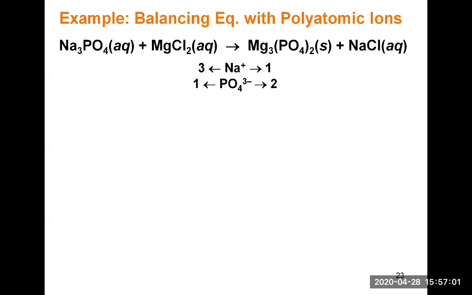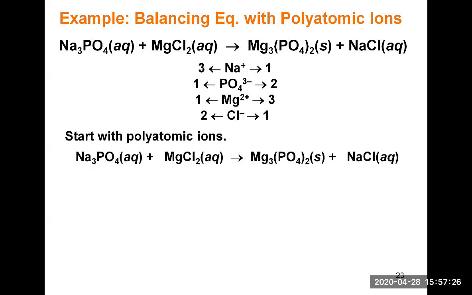Next, you can count the number of magnesium ions. There is 1 on the left, 3 on the right. And the chloride ions, there are 2 on the left, 1 on the right. So when you're ready to balance, you want to start with polyatomic ions, always. When you have polyatomic ions in your equation, always start with the polyatomic ions. Here, there is only 1 polyatomic ion, the phosphate, and there are 2 on the right side and only 1 on the left side.